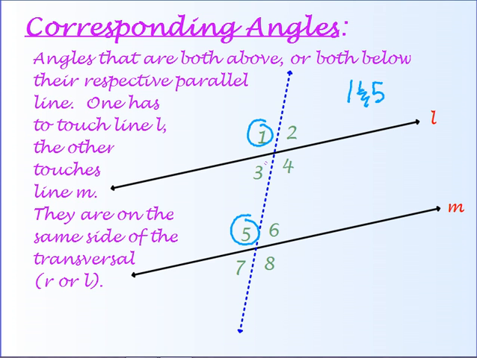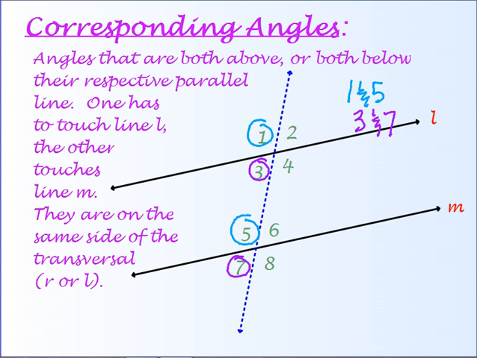The next one we're going to talk about is 3 and 7. They're both on the same side of the transversal, right? They're on the left side of the transversal. 3 is below line L. 7 is below line M. That makes 3 and 7 a pair of corresponding angles.